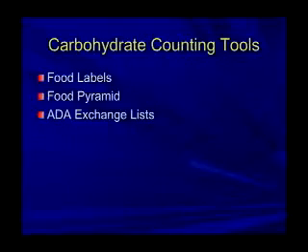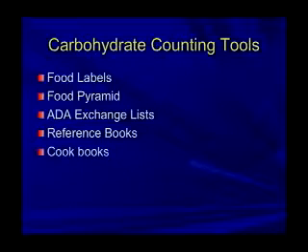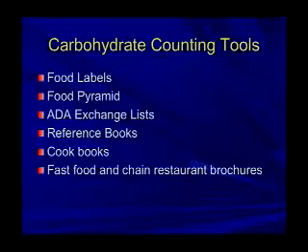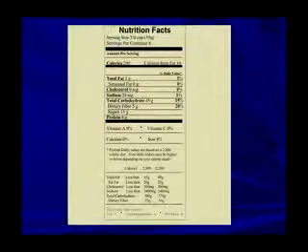So we count the carbs. We can use food labels, food pyramid. The Diabetes Association puts out exchange lists. There's reference books you can buy at any bookstore, cookbooks that give recipes with the carb counts. Fast food, if you go there, they don't pass them out. We have a bazillion grams of fat, come on in, but that information's available if you ask for it. You go online.